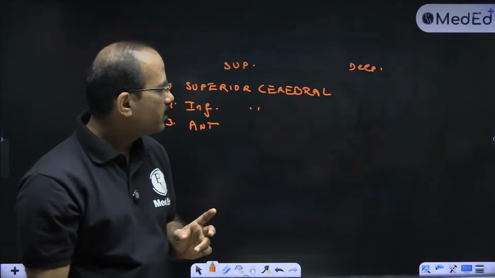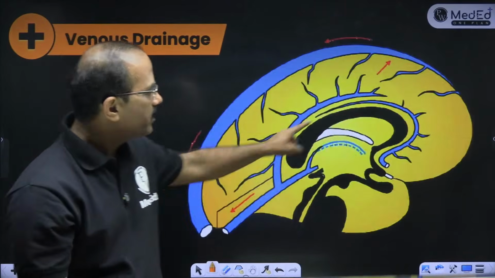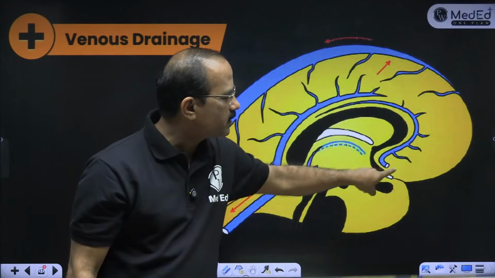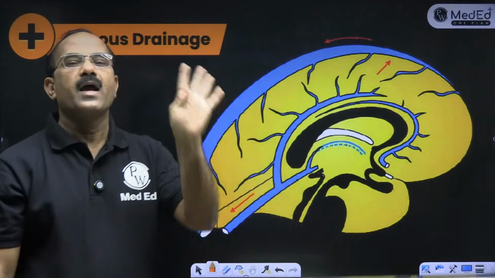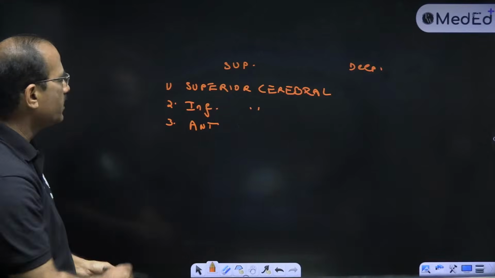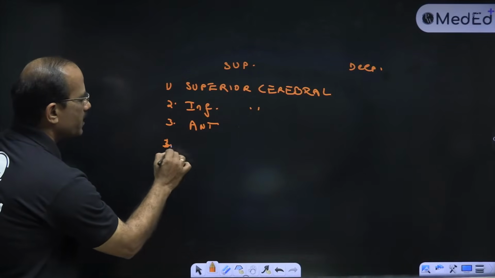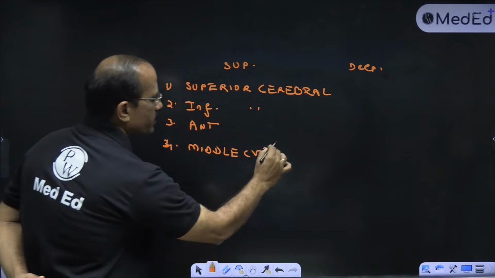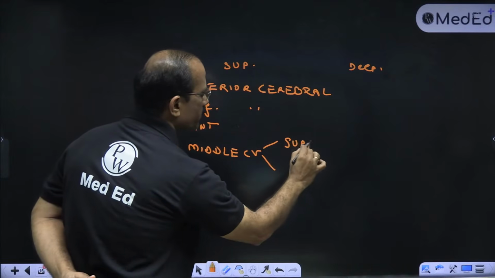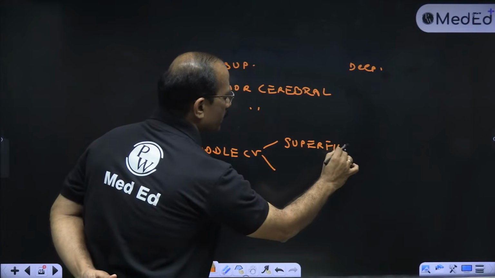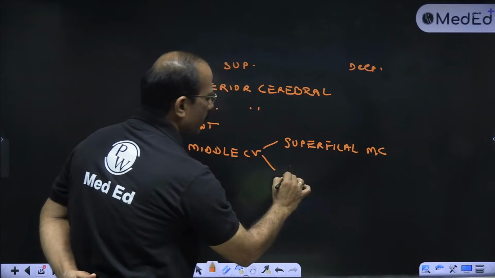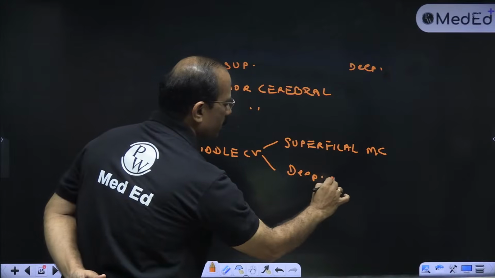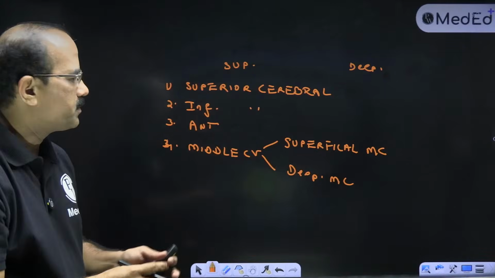The third one is the anterior cerebral vein, which is present in the callosal sulcus. That's the anterior cerebral vein. And the fourth one is middle cerebral vein. Middle cerebral vein is of two types. One is the superficial middle cerebral and the other one is the deep middle cerebral. Fine, just remember this much.